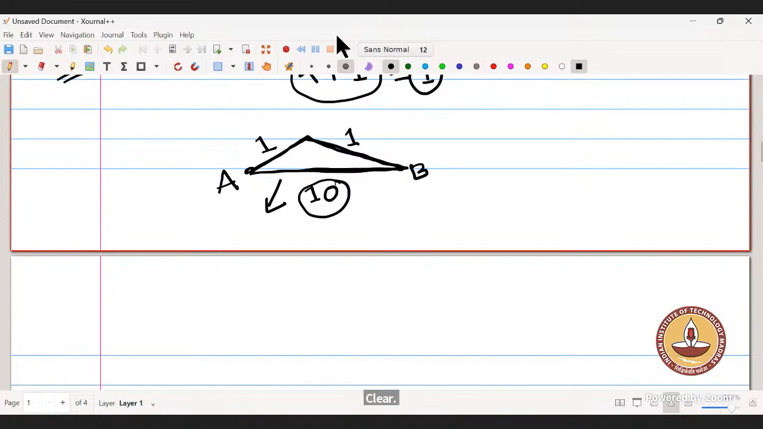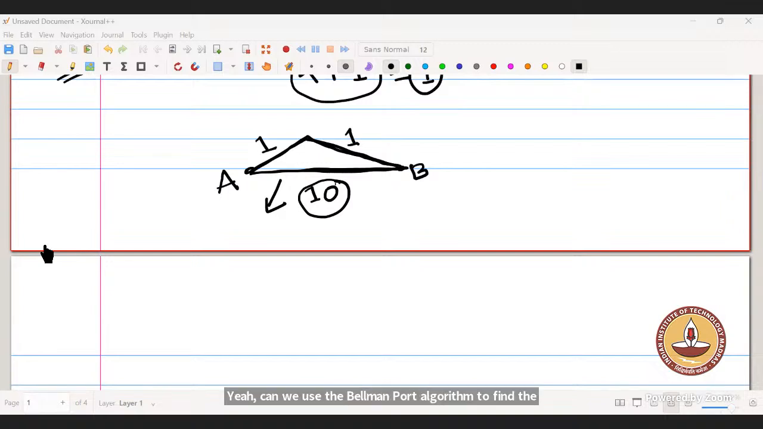Anything else? Sir, I have a doubt in 11.6, question number 3. I also have. Here they have given the graph and the value of x. Can we use the Bellman-Ford algorithm to find the shortest path from a source vertex, which is 0, to every other vertex in the graph given below?